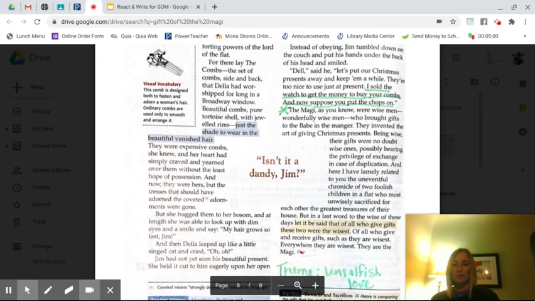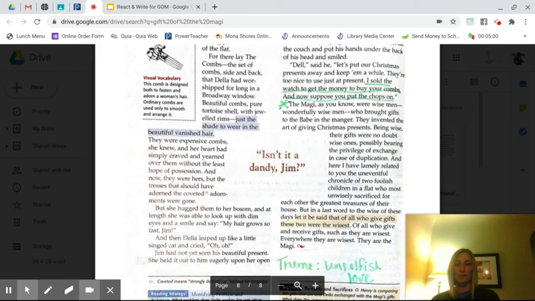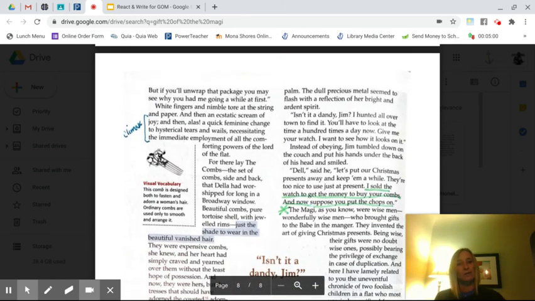But the tresses that should have adorned their coveted adornments were gone. But she hugged them to her bosom, and at length she was able to look up with dim eyes and a smile and say, "My hair grows so fast, Jim." And then Della leaped up like a singed cat and cried, "Oh, oh!" Jim had not yet seen his beautiful present. She held it out to him eagerly upon her open palm. The dull, precious metal seemed to flash with a reflection of her bright and ardent spirit. "Isn't it a dandy, Jim?"